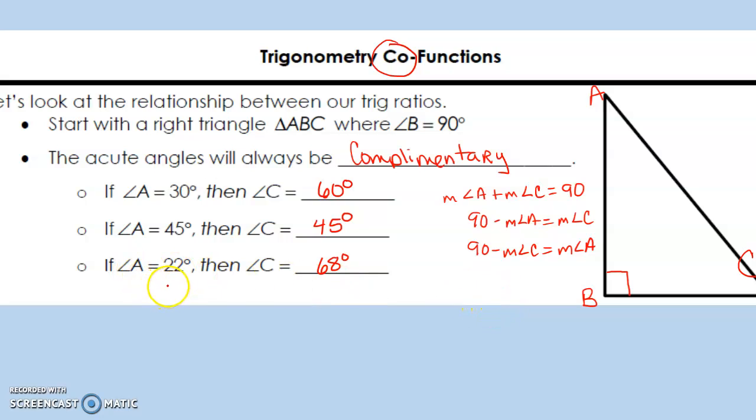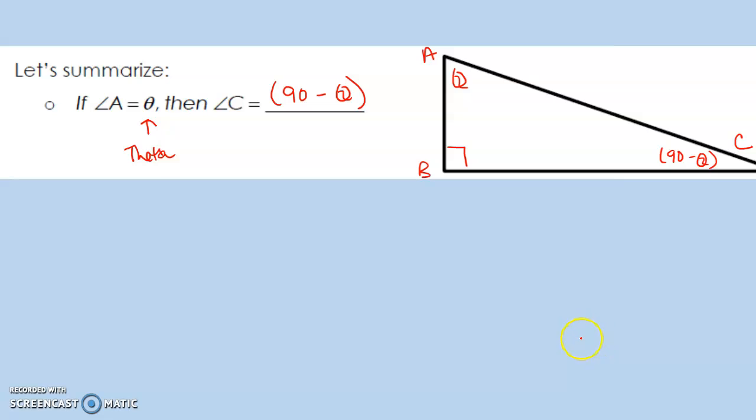So we always have one acute angle and then our other acute angle is always 90 minus theta. We're going to call our first acute angle theta. Okay, so if we go to summarize, you can see that if you have angle A as your theta, then angle C is going to be your 90 minus theta. And again, I've just labeled the triangle for visual.